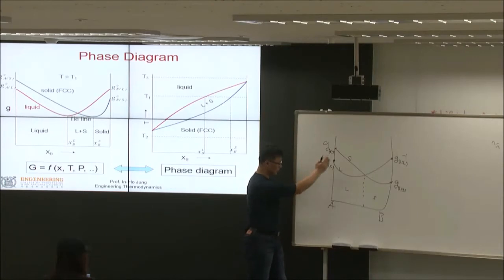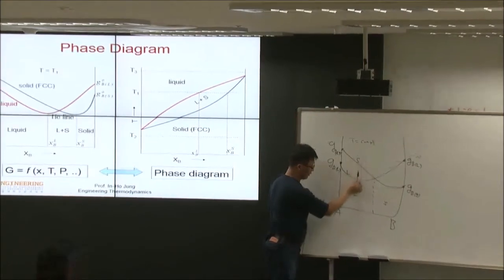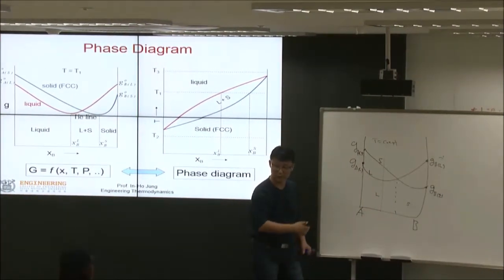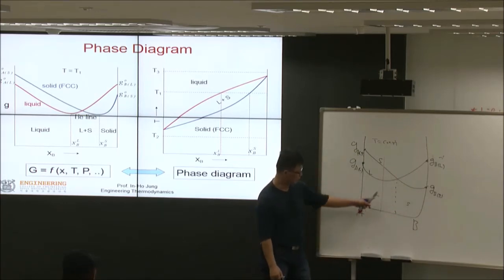At a given temperature, T is constant, and at a given composition, you have to read which phase has the lower Gibbs energy. That's how we read it here. Below this point, liquid is lower, and above this point, solid is lower. So we assume it this way. However, this is not 100% correct.